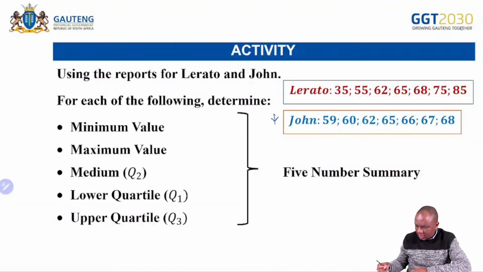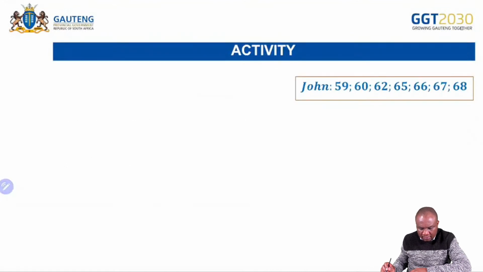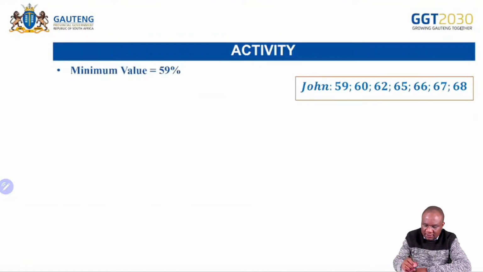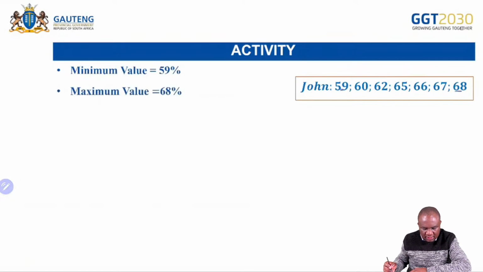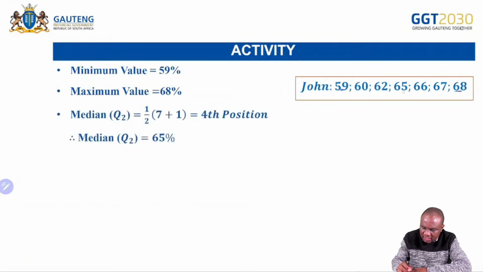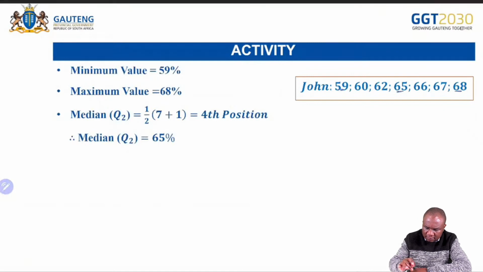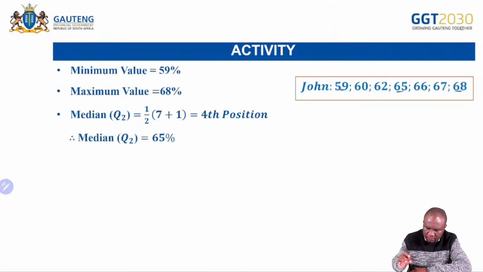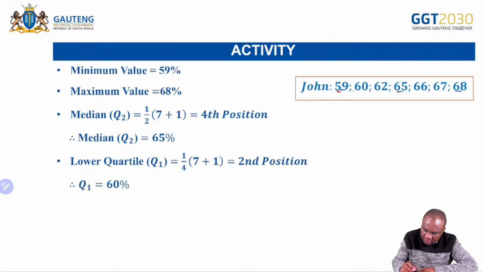Welcome back. Let's do this together. The minimum for John is 59%. The maximum is 68%. And the median, we did, the median is 65%. And then the lower quartile is going to be 7 plus 1 divided by 4, the second position, which is 60%. So the lower quartile is 60%.